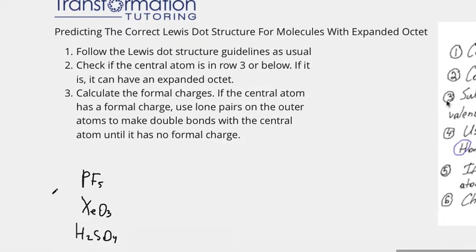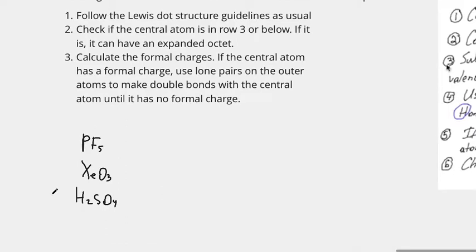So without further ado, let's just write the 3 examples that I have. Let's call these A, B, and C, and we will see how the professor can trick you with giving you molecules that have an expanded octet and how we have to be careful and draw each Lewis dot structure correctly. So let's start with PF5.